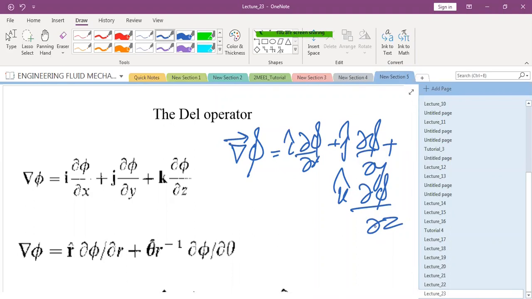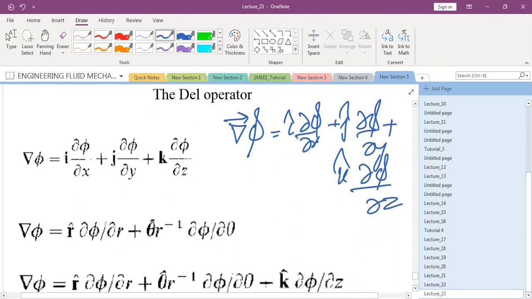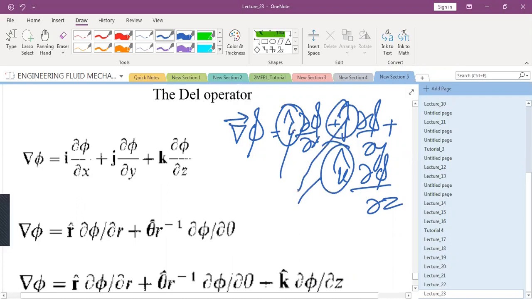I want a hint from your side, then we will end the meeting today. How will you proceed? What all you need to convert? Sir, i cap, j cap and k cap. These are unit vectors in Cartesian coordinates. Yes, sir. You need to convert these into the corresponding coordinate system, whether it is spherical, cylindrical or polar.